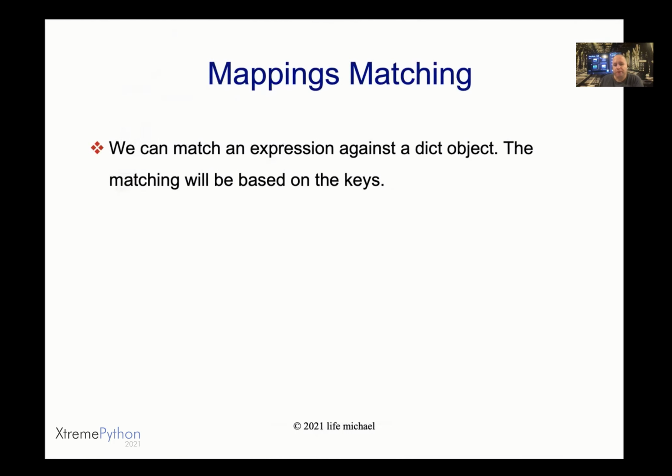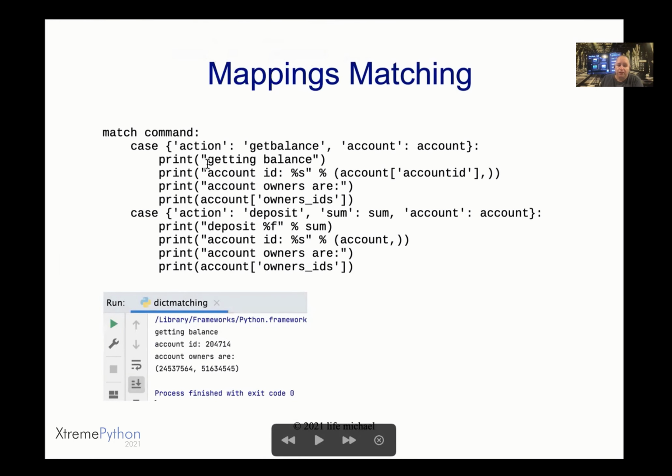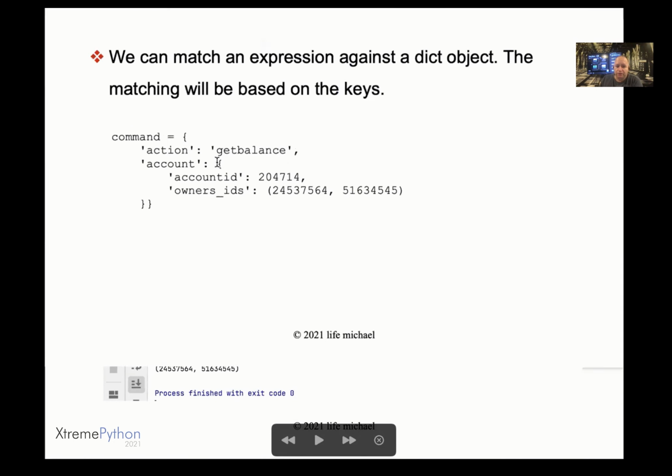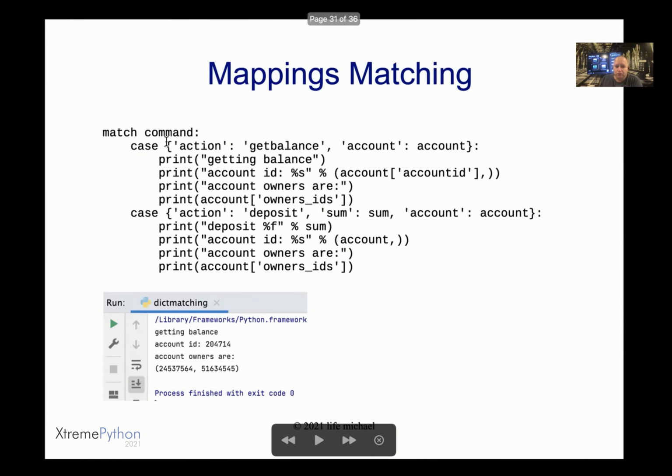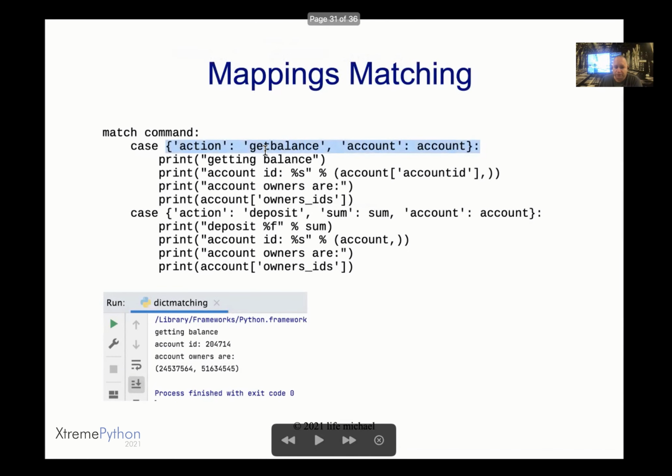Now, we can also use pattern matching when using dict objects. For instance, over here, we have a dict object with two key value pairs, and when comparing the value of command, or the reference for a dict object, to each one of the patterns we have over here, well, the comparison is very simple. We have the two keys, action and account, which means that the first case actually matches. The comparison is done based on the name of the keys.